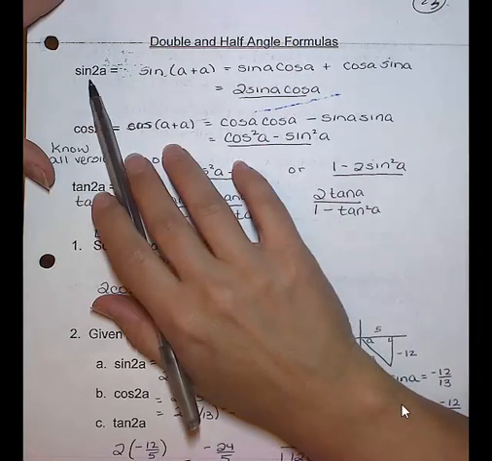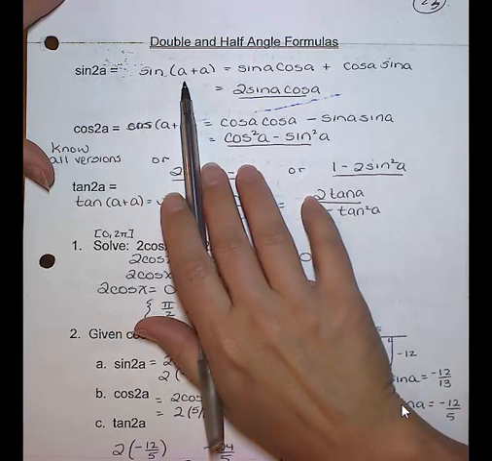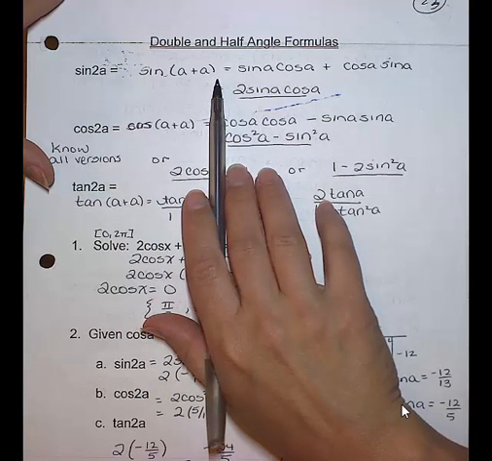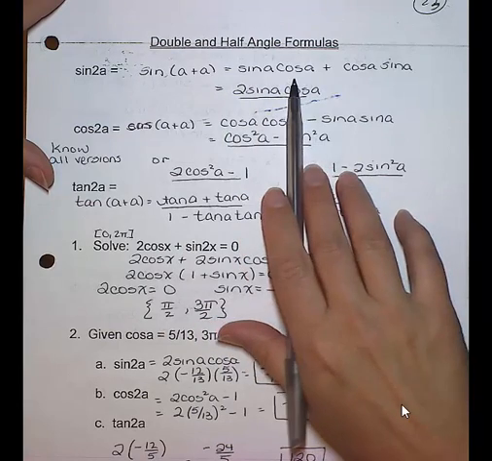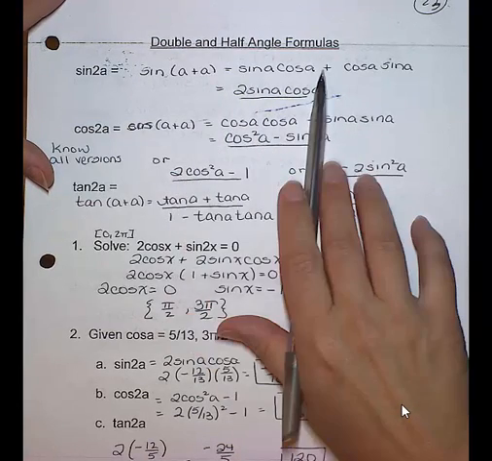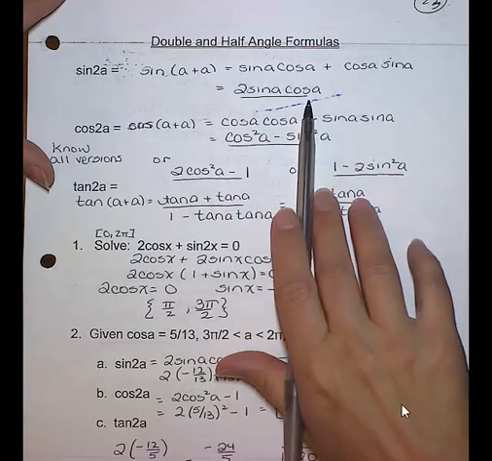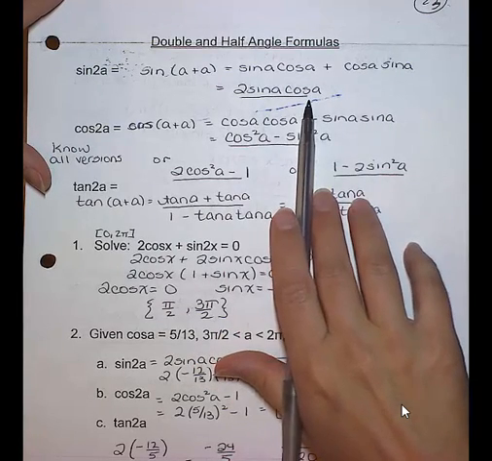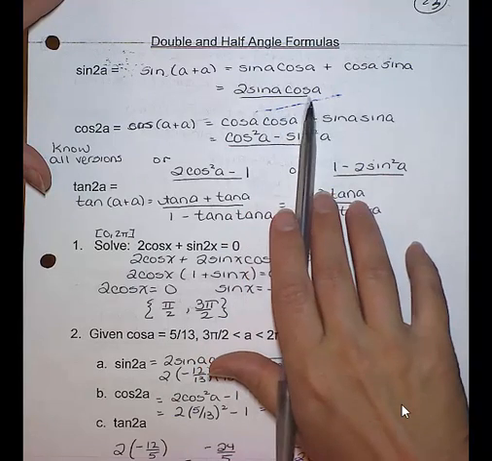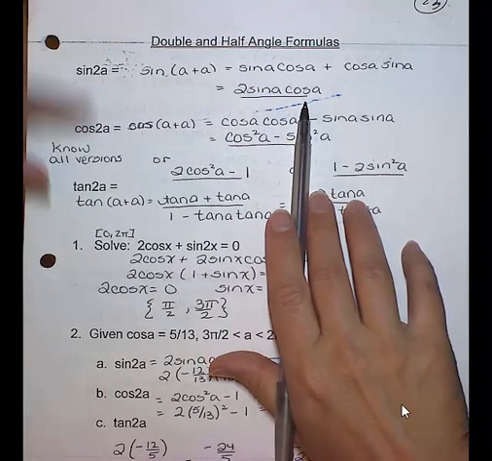So we derived the sine of 2a by changing it to the sine of a plus a. And we used the addition formula for sine: sine, cosine, plus, cosine, sine. Remember, it's always the same sign. That turns it into the double angle formula: sine of 2a equals 2 sine A cosine A. That's the double angle formula for sine.